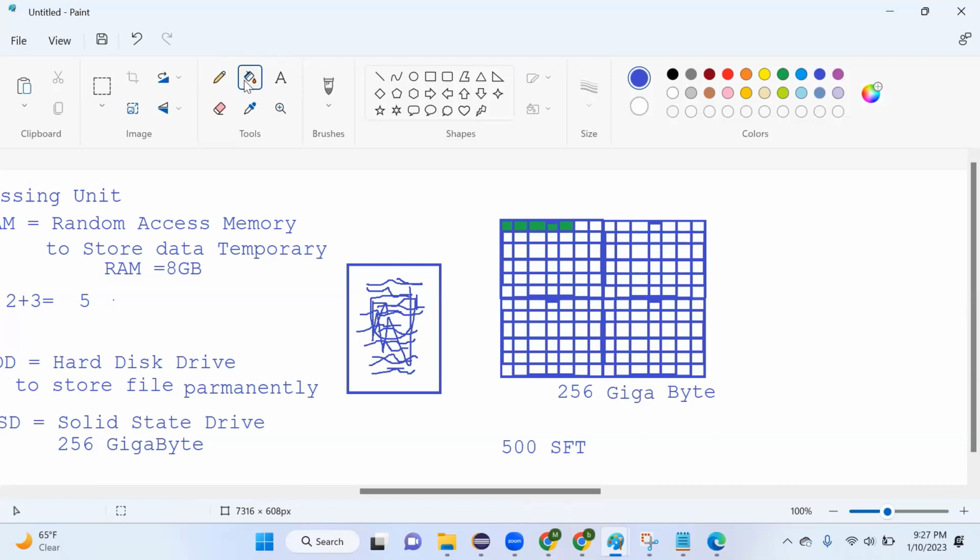Then what I can say is floor space. It is square foot floor space. Say the gigabyte is the space of the hard drive, correct? Space is always three dimensional.